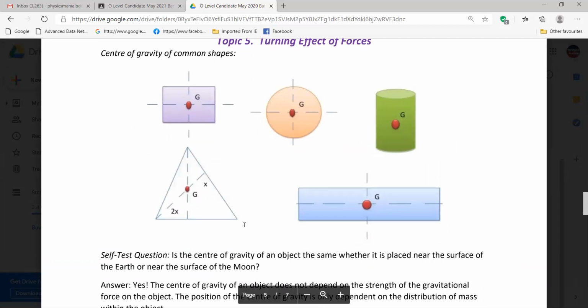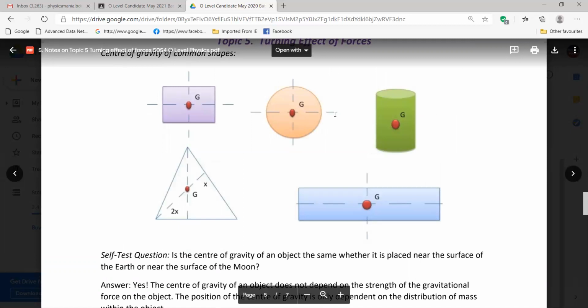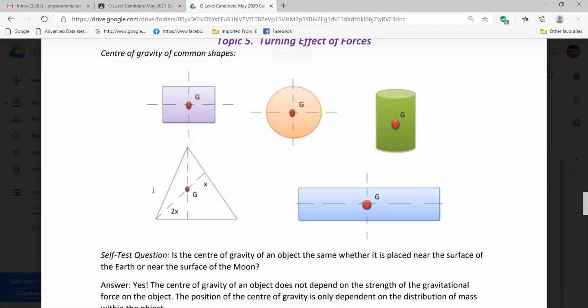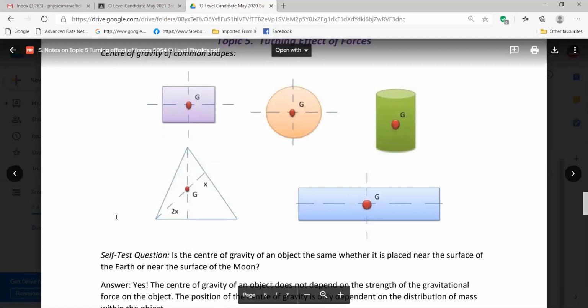This one is for regular shaped objects. Okay, so here we can easily find the center of mass at the middle of the object, right? Yes. But the objects which do not have any shape, those we can also find the center of gravity.